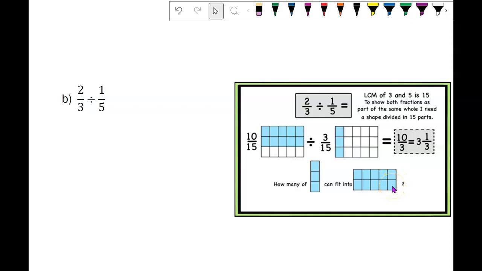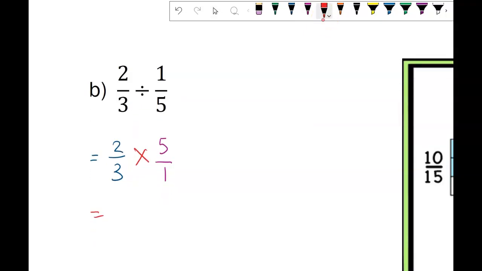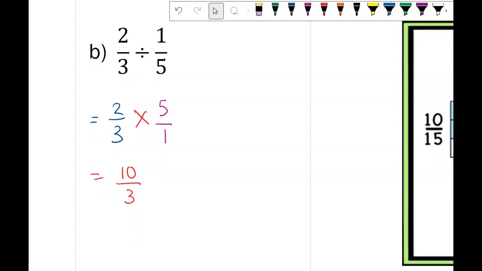If we do it algebraically again, we would take this fraction equation, and we again keep the first fraction. So we write 2/3. We would change the sign of division to multiplication. And now we flip the second fraction to 5/1. And then we would just multiply across like we did in multiplying fractions. So the answer would be 2 times 5, which is 10, 3 times 1, which is 3. And so now we have 10/3. And we can't leave it like that because it's an improper fraction.